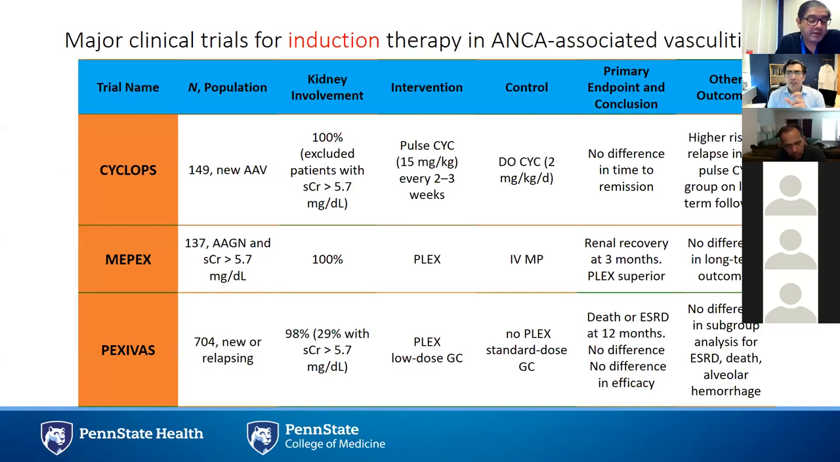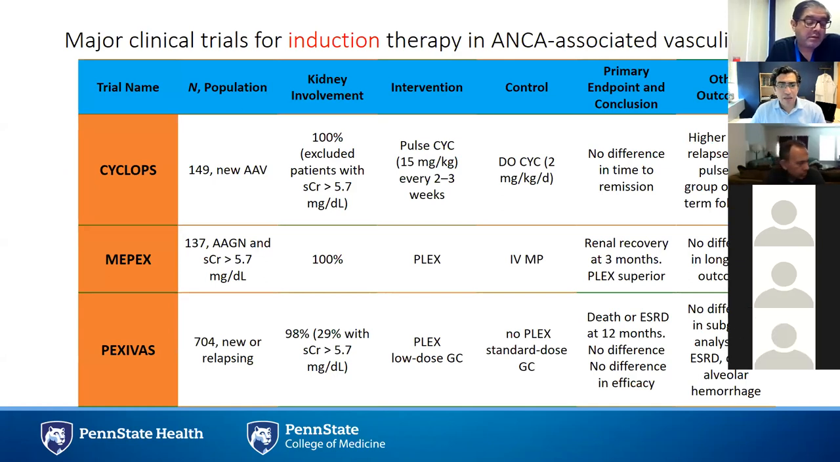In ANCA-associated vasculitis, I think there have been several clinical trials. So I think it's important that we discuss some of those key major clinical trials to understand how we arrived at some of the current treatment modalities. The classic treatment has been around the use of cyclophosphamide and steroids.